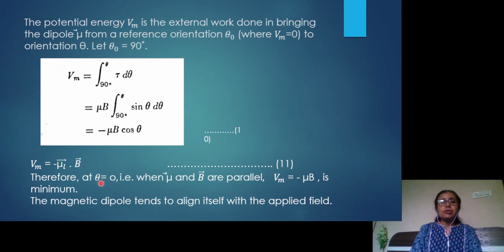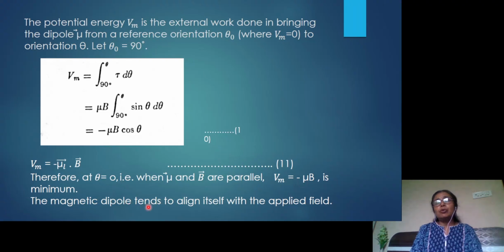Therefore, at theta equal to 0, that is when mu bar and B bar are parallel, Vm is equal to minus mu B, which is the minimum value of Vm, and the magnetic dipole therefore tends to align itself with the applied magnetic field, because any system will try to be in the state of minimum energy position. So this is the most favorable position of the magnetic dipole.